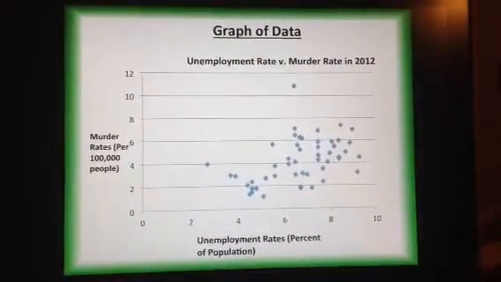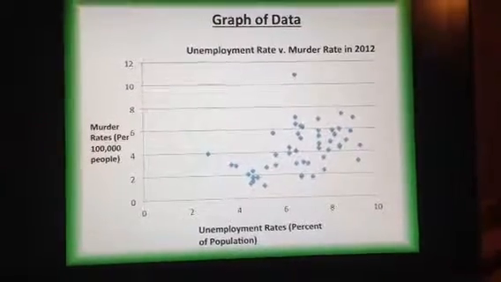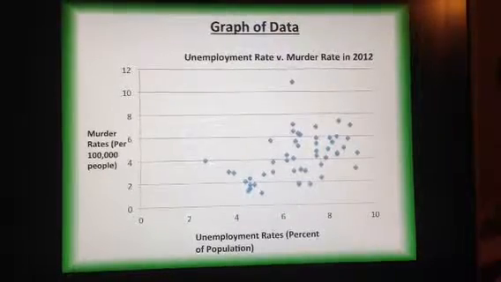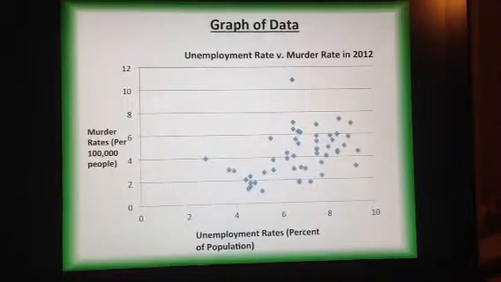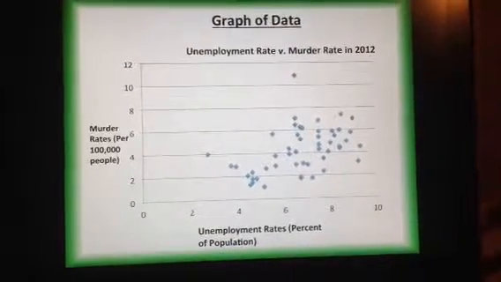I put that data in the graph, and I created a scatter plot having the murder rates per 100,000 people on the y-axis, or the response values, and I have unemployment rates at the bottom on the x-axis, percent, which is the percent of each population, as the explanatory values.